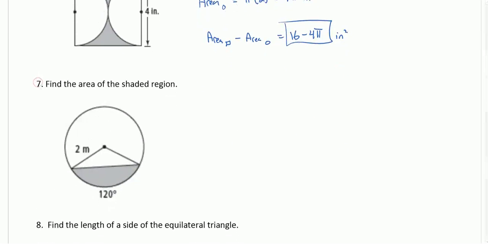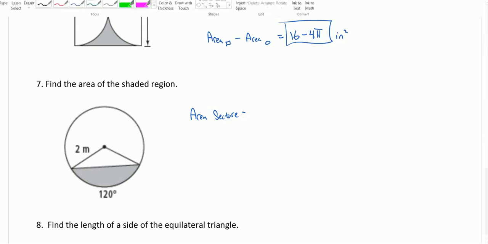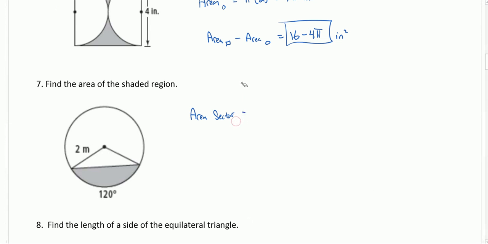Find the area of the shaded region here. It's the area of the sector. So the area of the sector is 120 over 360, which is 1/3 of that circle, times pi r squared, and that's 1/3 times 4 pi, or we could write 4/3 pi.